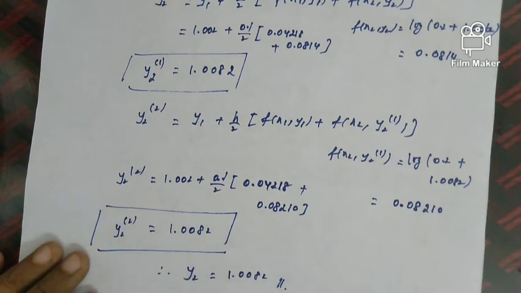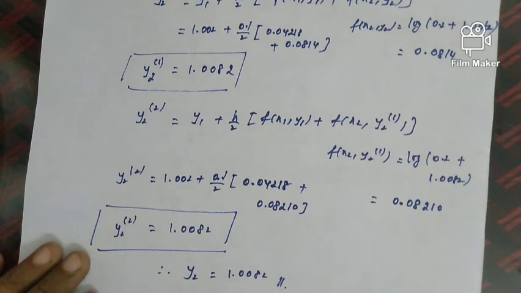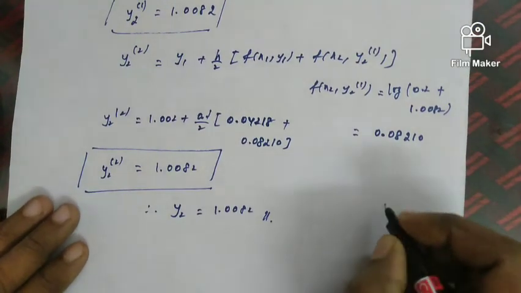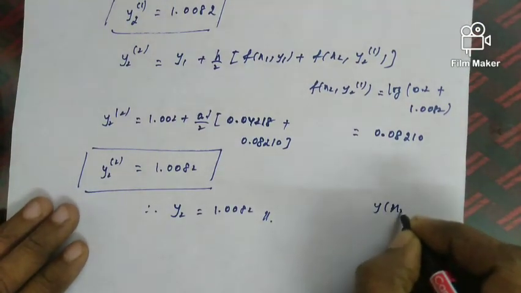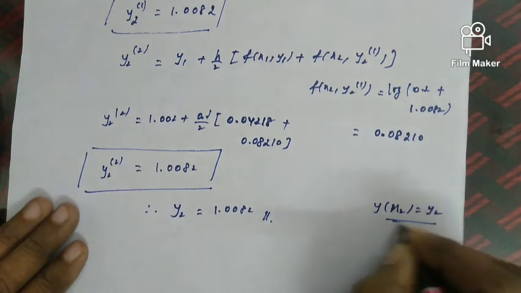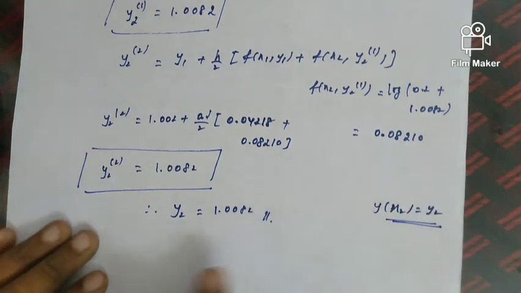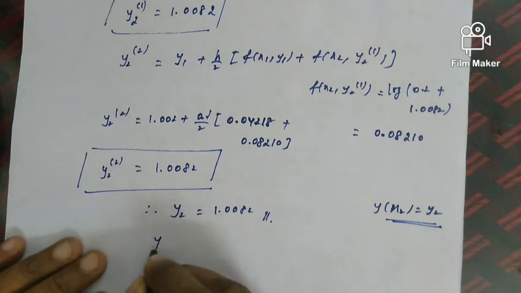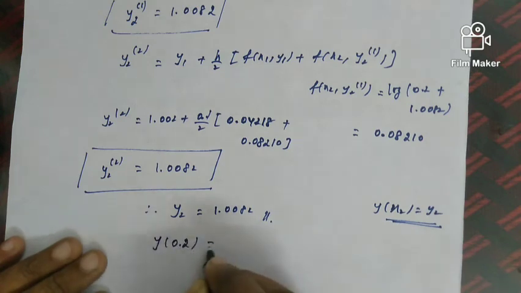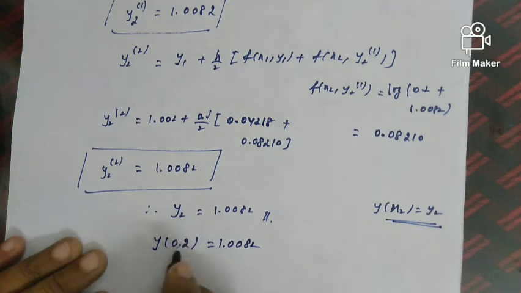This is what is given in the question. What is given in the question? Find the value of y for x equal to 0.2. So actually you can write it like this, because we know that y of x2 equals y2. Based on this, the same result can be written as y of 0.2 equals 1.0082. It's understood that x2 is nothing but our 0.2 value. So this is the answer for the given question.